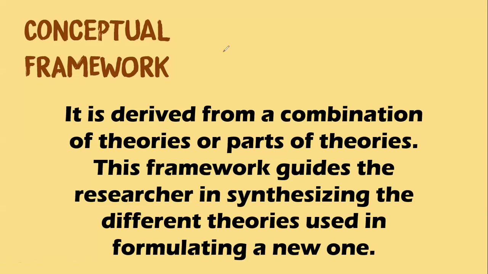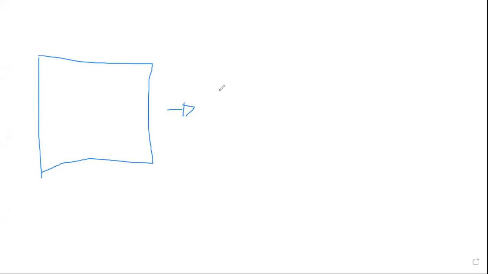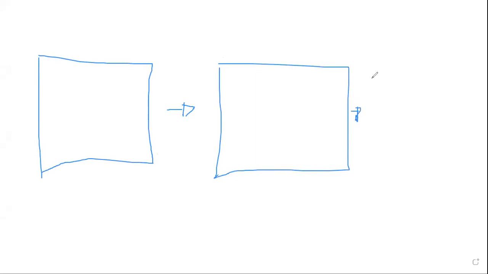IPO, what does it mean? Okay? So let me share this one. For example, this is your paper, your blank paper or the part of your conceptual framework. You're going to draw a square or any visual representation that talks about flow, just something like this one. This one is input, process, and then output.